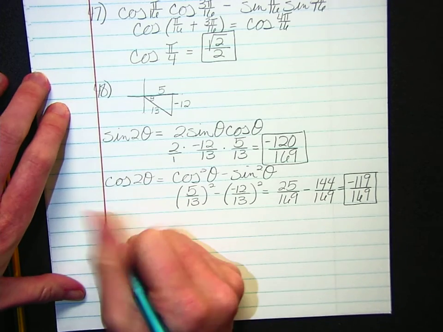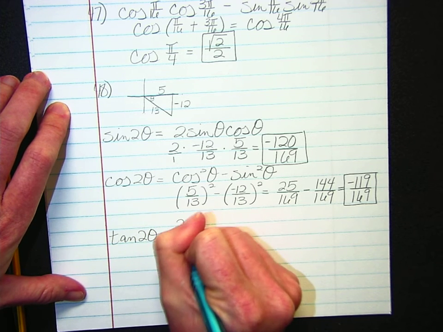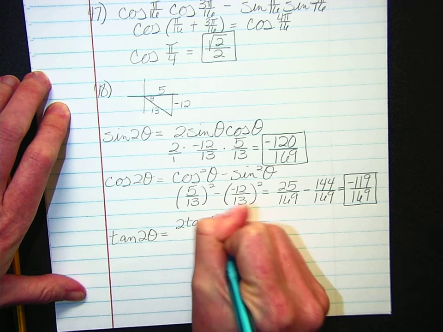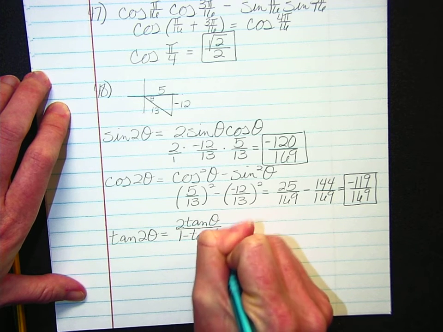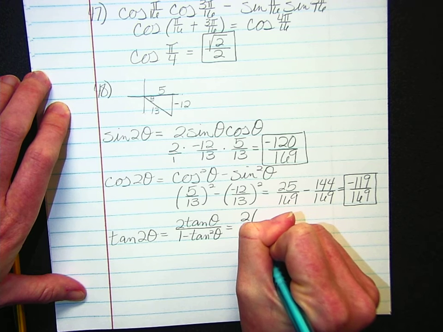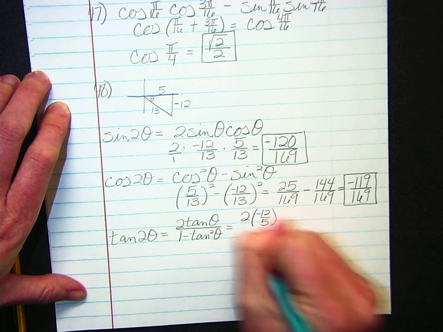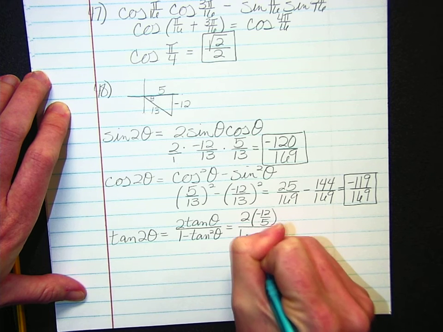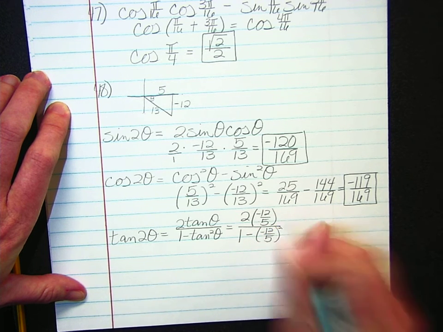And then finally on this same question, they asked me to find the double angle for tangent. So that formula is 2 tangent theta over 1 minus tangent squared. Again, another formula you need to know for the test. So on the top, I'm going to have tangent, which is negative 12 over 5. And on the bottom, I'm going to have 1 minus negative 12 over 5 squared.